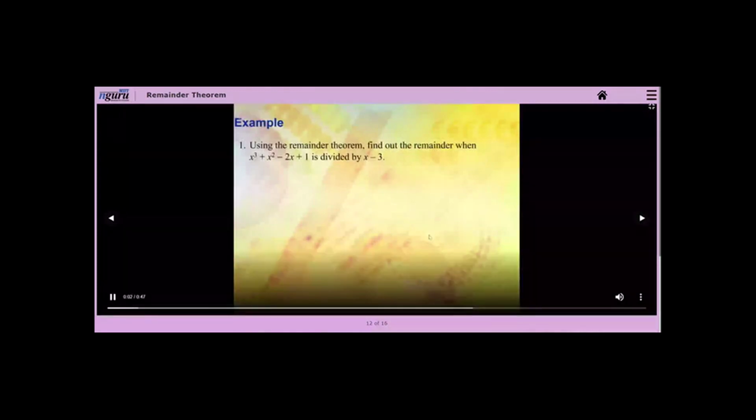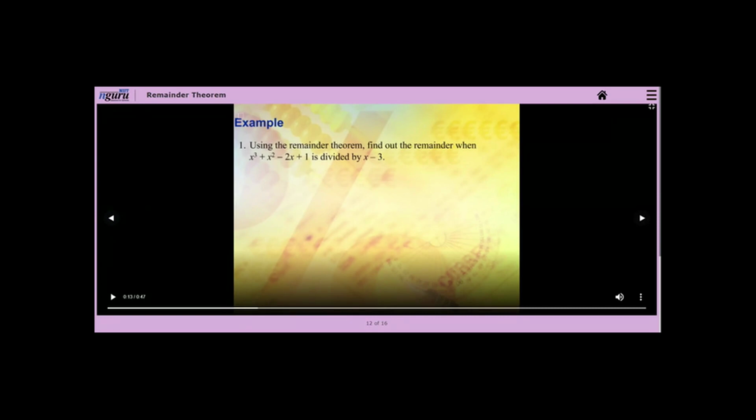Using the remainder theorem, find out the remainder when the polynomial x cubed plus x squared minus 2x plus 1 is divided by x minus 3. What is your answer? Ma'am, 31. Ma'am, 31 is right.